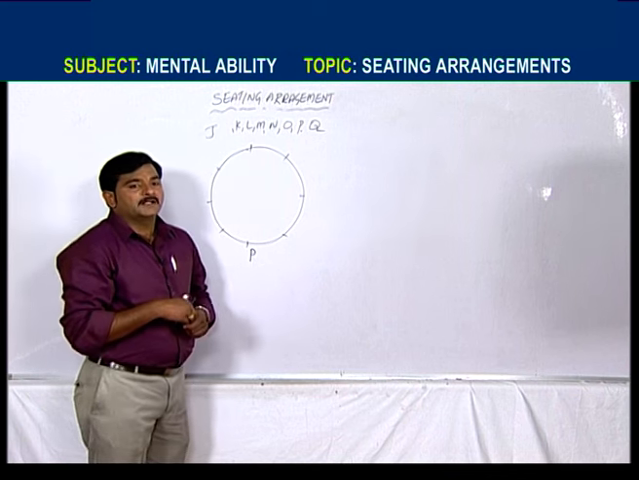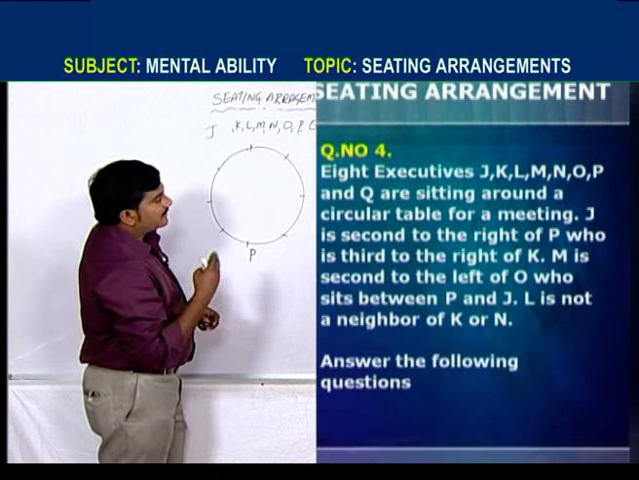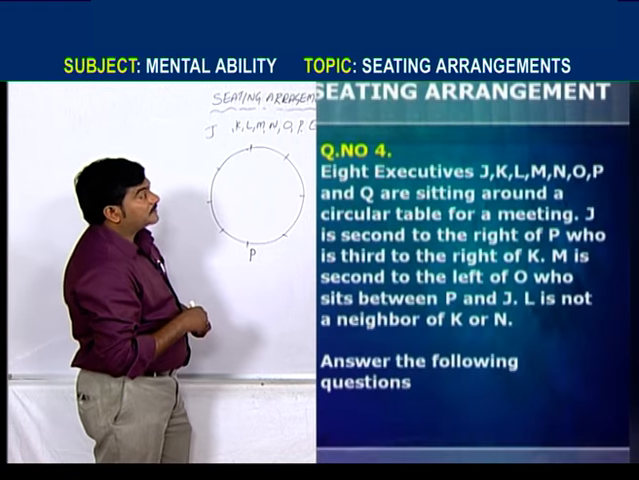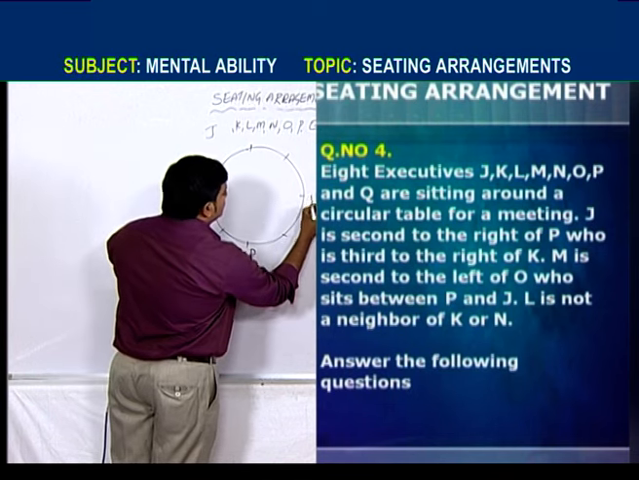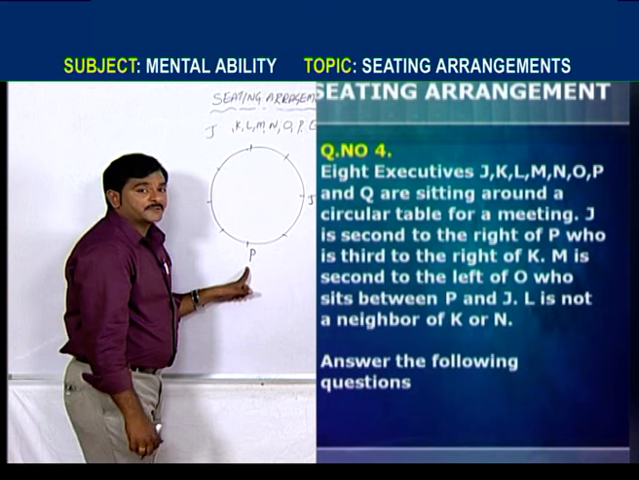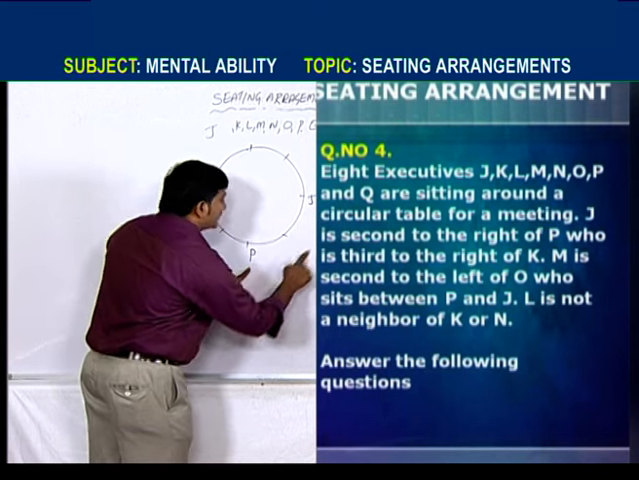Now, what did he mention here? J is second to the right of P. Who is sitting to the right of P? J is sitting here. This position is J's position because J is sitting second to the right of P.